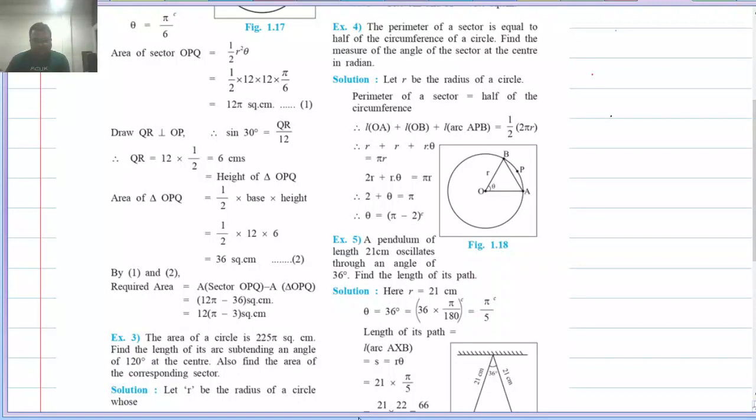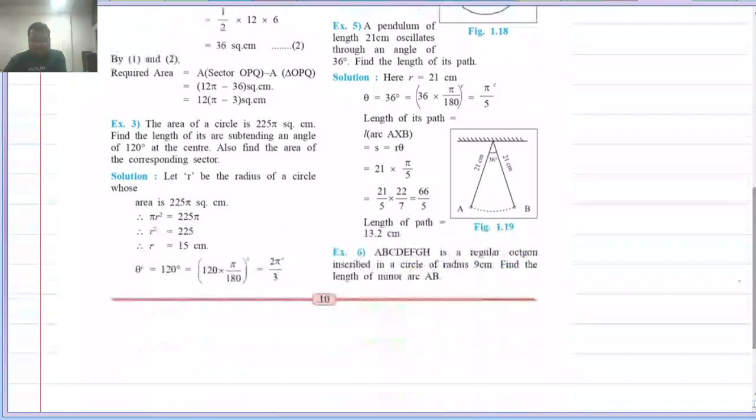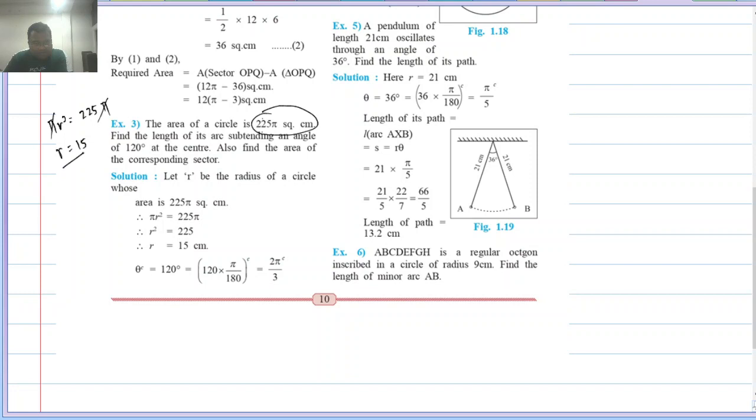Okay, next question. The area of a circle is 225 square centimeters. Why have they given the area as 225? Because we can find r. Pi r square is 225 pi, so pi gets cancelled. So r square is 225, r is 15.